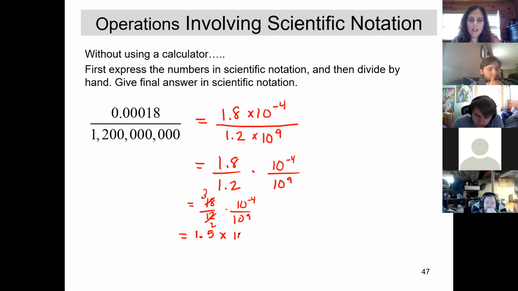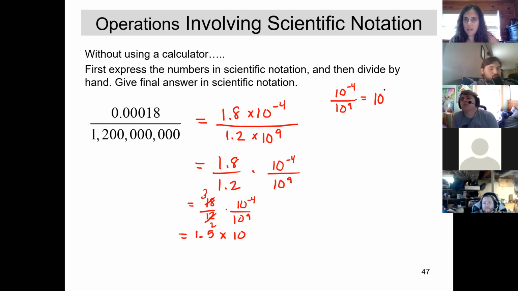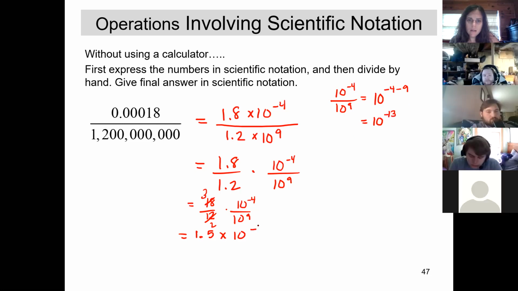And then times 10. Here, the 10 to the negative 4th over 10 to the 9th, we can do this using our properties for exponents. They have like bases, right? 10 is the like base. When you're dividing like bases, you subtract their exponents. So negative 4 minus 9 would give me 10 to what power? Negative 13. And there you are.